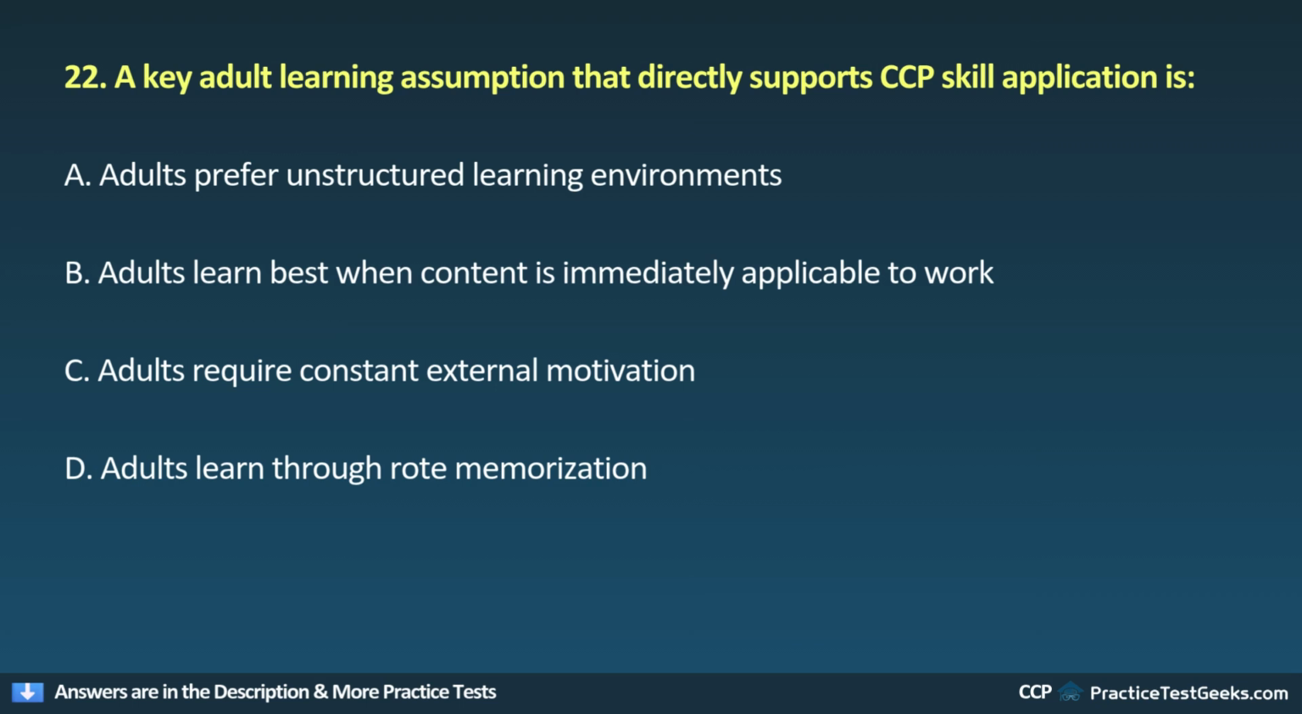22. A key adult learning assumption that directly supports CCP skill application is A. Adults prefer unstructured learning environments. B. Adults learn best when content is immediately applicable to work. C. Adults require constant external motivation. D. Adults learn through rote memorization.